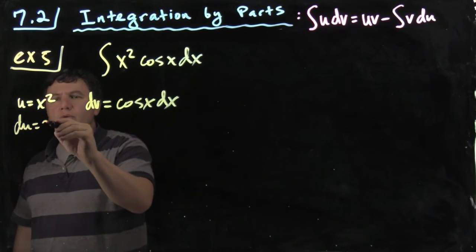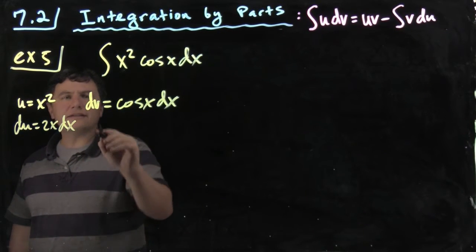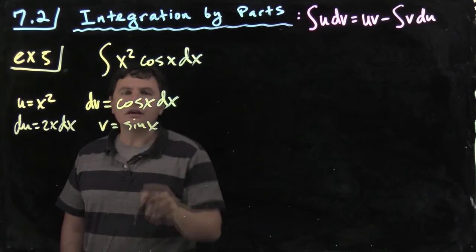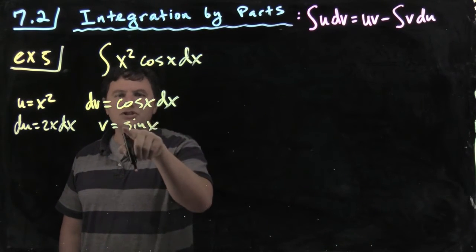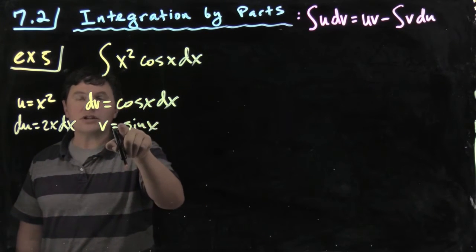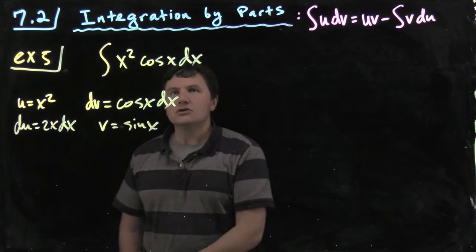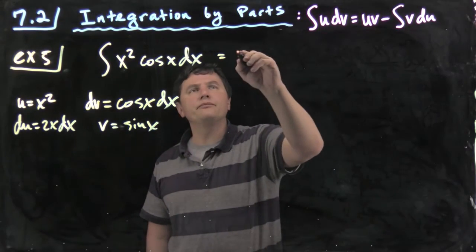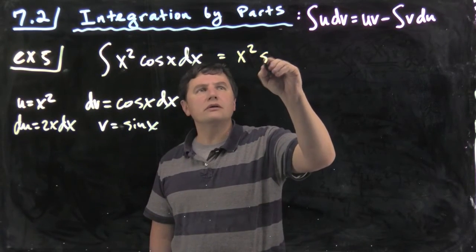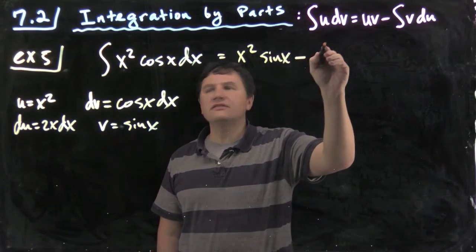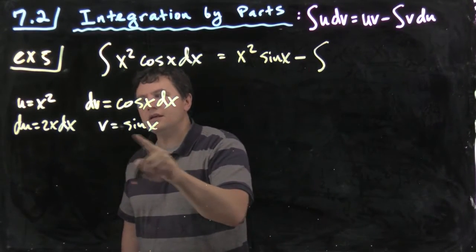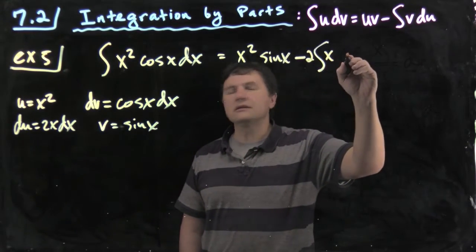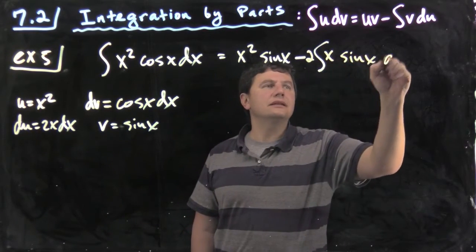So du is equal to 2x dx. v is equal to sine x. Remember, we're integrating this, not differentiating it. Very common error is people differentiate and end up with a negative here. So just be careful with that. So this is equal to uv, so x squared sine x minus the integral of v du. So let's just bring that 2 out front, x, and then sine x dx.